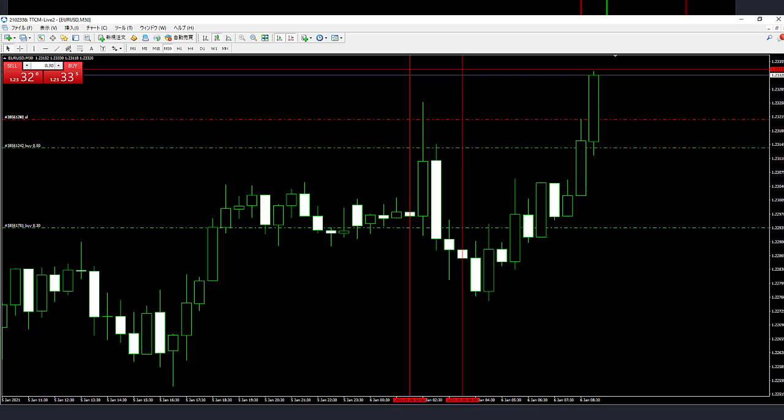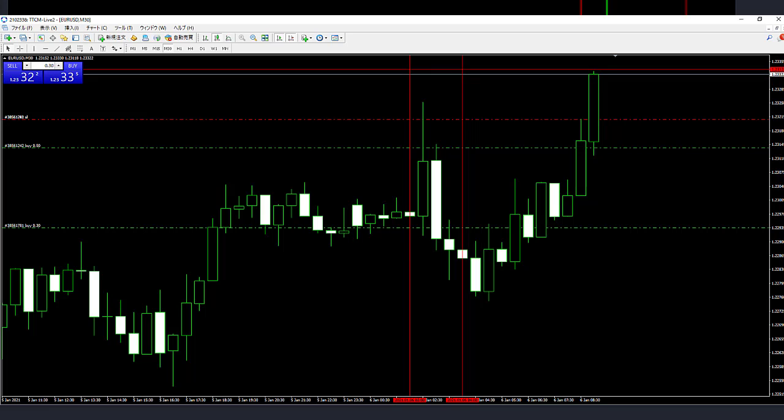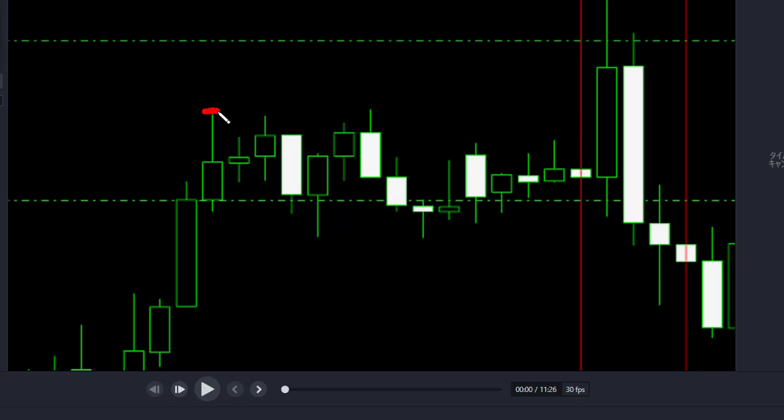In this video, I'm going to show you some harami and engulfing patterns. Almost every trader knows about harami and engulfing, like this one: high to low, next candlestick high to low, previous candlestick high to low inside, all of them inside. This is called harami.